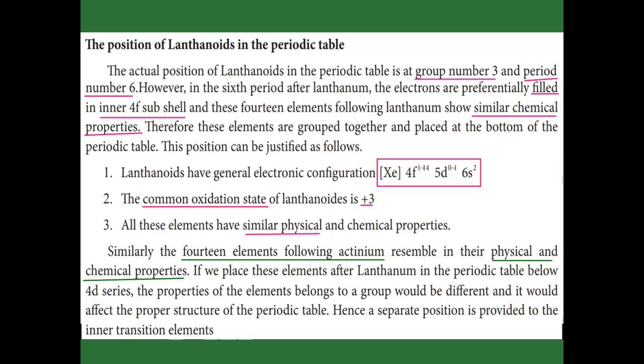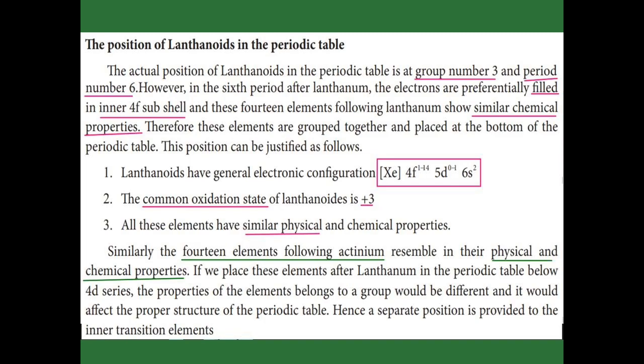The next property is that the common oxidation state of lanthanides is +3. Based on this also, they are placed at the bottom of the periodic table. Third, all 14 elements have similar physical and chemical properties. Those having the same properties must be placed in one group. But the 14 elements cannot be placed in the same box, so they are placed under the bottom of the periodic table. The same applies to the actinoids.